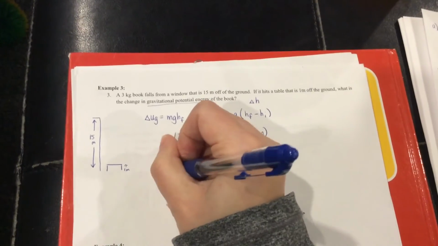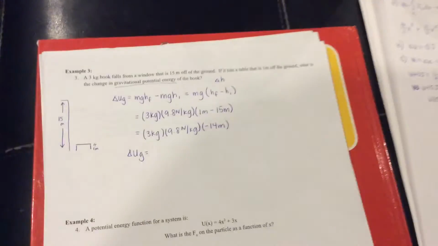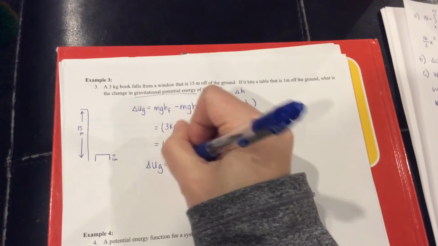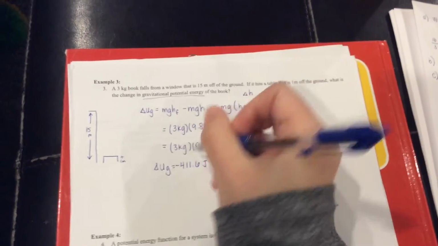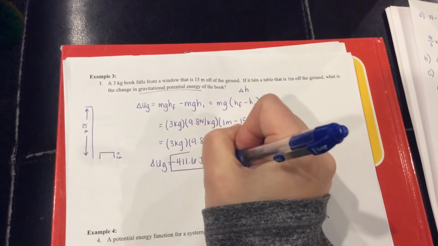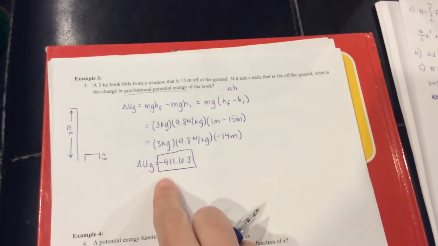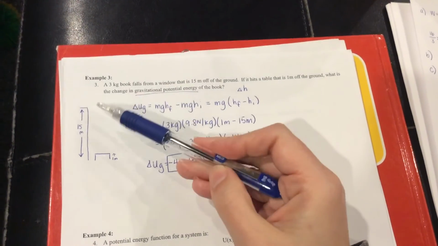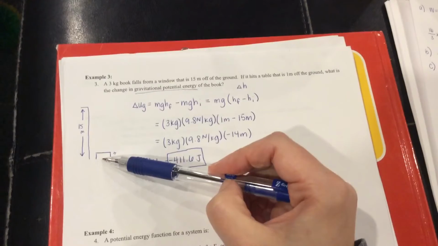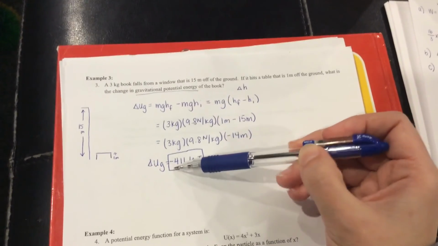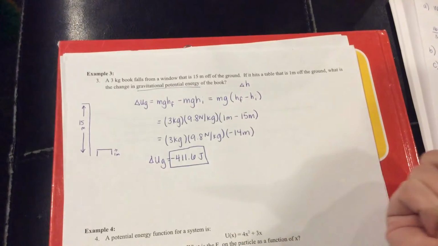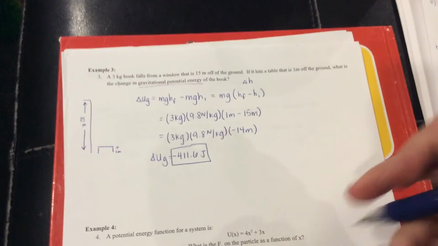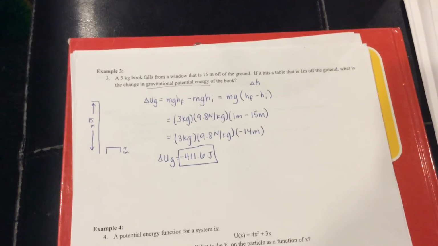And we get that the change in gravitational potential energy is about 411.6 joules. Oh, I'm sorry, it's negative 411.6 joules. That negative indicates that because we've gone from a larger height to a smaller height off of the ground, we're going to lose about 411.6 joules of gravitational potential energy in that height change. And that's the third example.